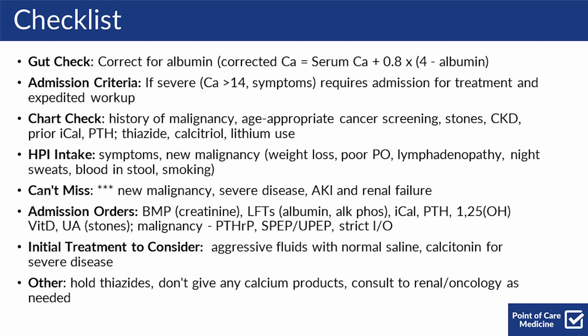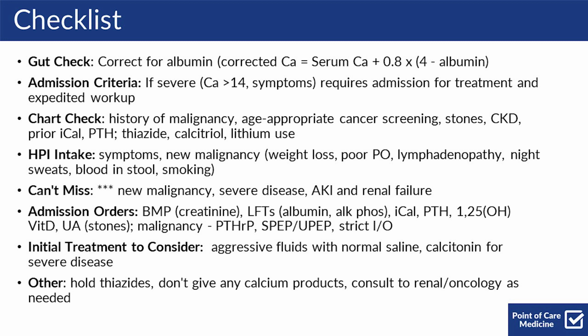When you actually speak to the patient, things you want to ask them about are the classic hypercalcemia symptoms, which we'll talk about later, and then any questions that might get at whether or not they have a new malignancy, such as weight loss, poor PO intake, lymphadenopathy, night sweats, blood in their stool, or smoking, among many others. The things that you absolutely can't miss is something like a new malignancy, severe disease, and AKI and renal failure secondary to their hypercalcemia.